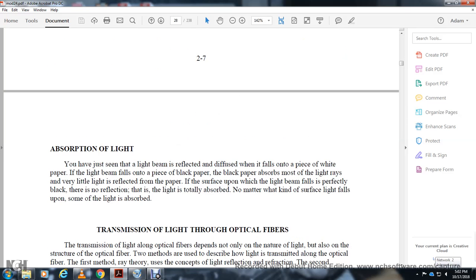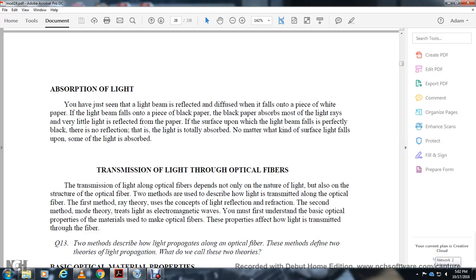Absorption of light. You have seen a light beam reflected diffusely when it falls on a piece of white paper. When the light beam falls onto a piece of black paper, the black paper absorbs most of the light, and very little light is reflected from the paper. If a surface were perfectly black, there would be no reflection of light. It would be totally absorbed, no matter what kind of surface the light falls upon. Some of the light is always absorbed.